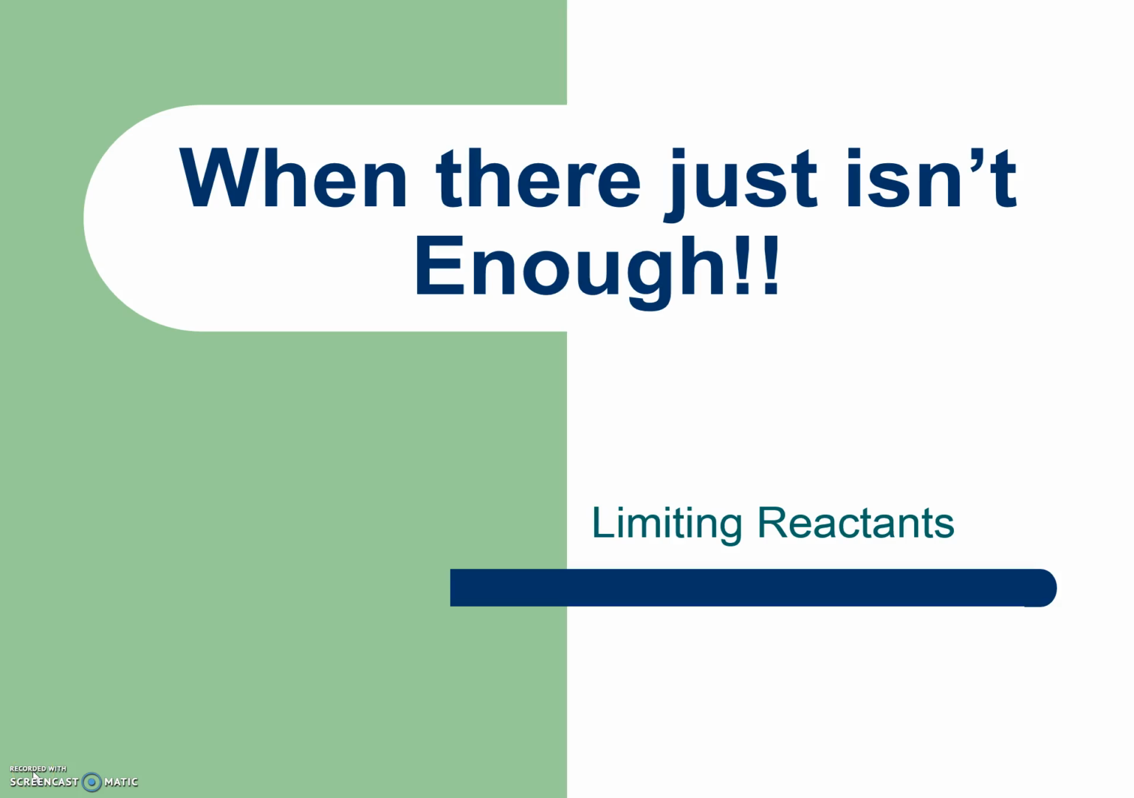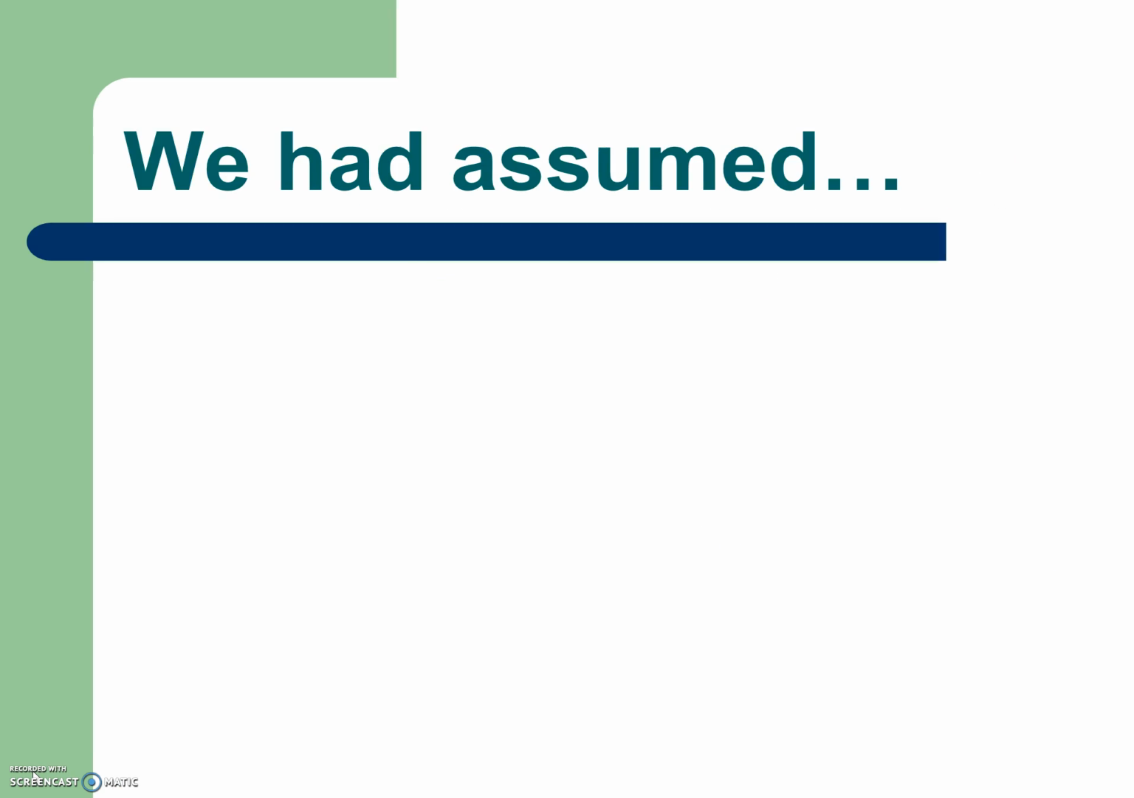Okay, so we're going to take a look at limiting reactants, meaning there's just not enough of something. When we did the s'mores analogy, we already identified limiting reactants. It's whatever we ran out of first, whether it's graham crackers or the chocolate pieces or the marshmallows. Whatever we ran out of was our limiting reactant.